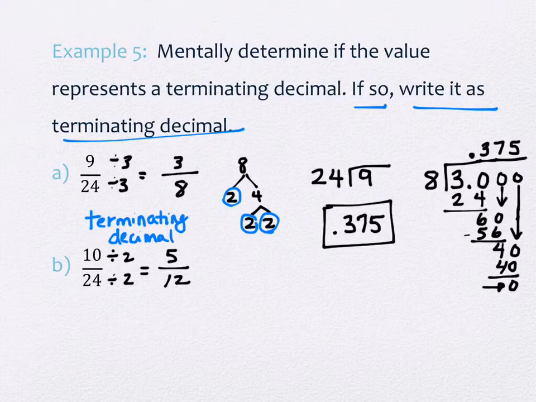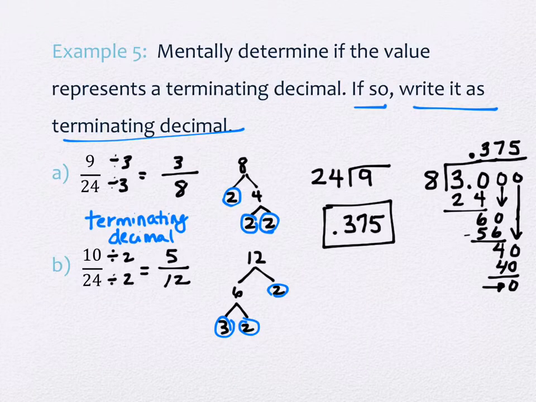Step number 2 is to do what? Factor 12. Fabulous. So how does 12 factor? Okay, 6 and 2. And then 6 will be 3 and 2. So my factors are 3, 2, and 2. So is this one a terminating decimal? No. What's the problem? Yeah, that 3. This is not terminating.